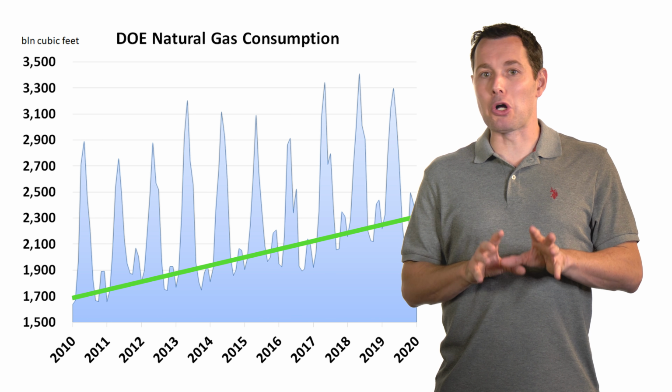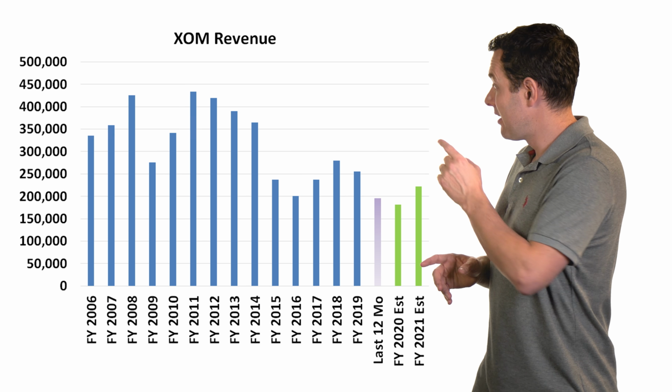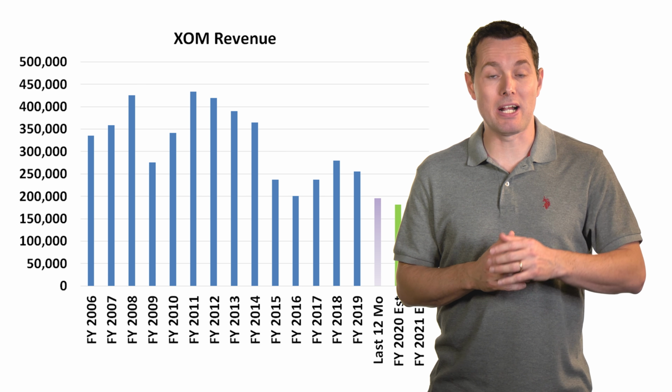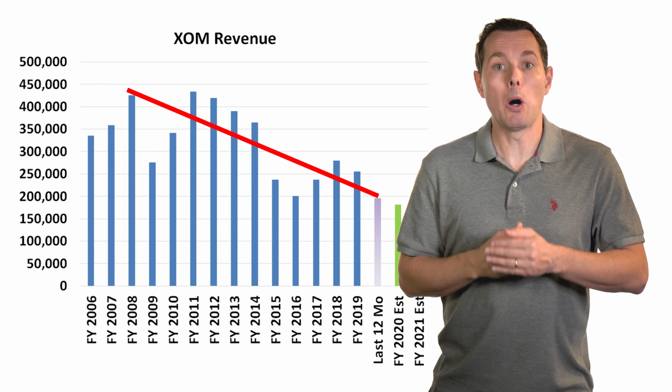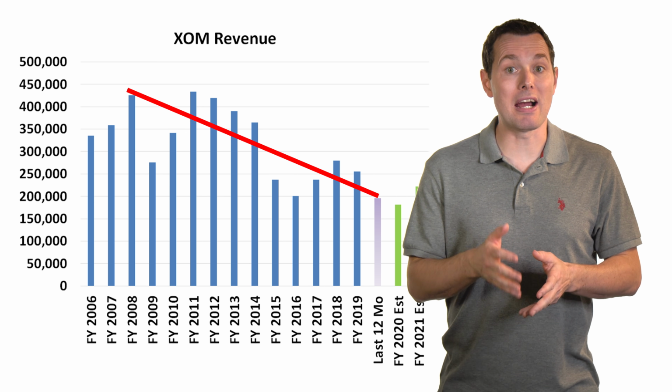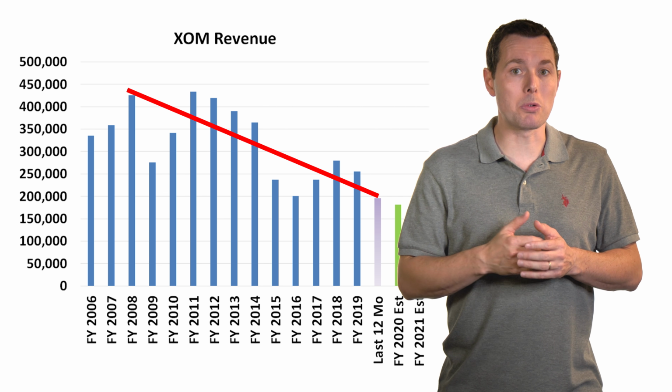Now, I'm not saying that things are all good for a company like Exxon. In fact, this is their revenue chart going back the past few years. And as we can see, revenue has been gradually falling. Now, obviously, consumption is not the only factor to consider here. Otherwise, these numbers would be moving higher.